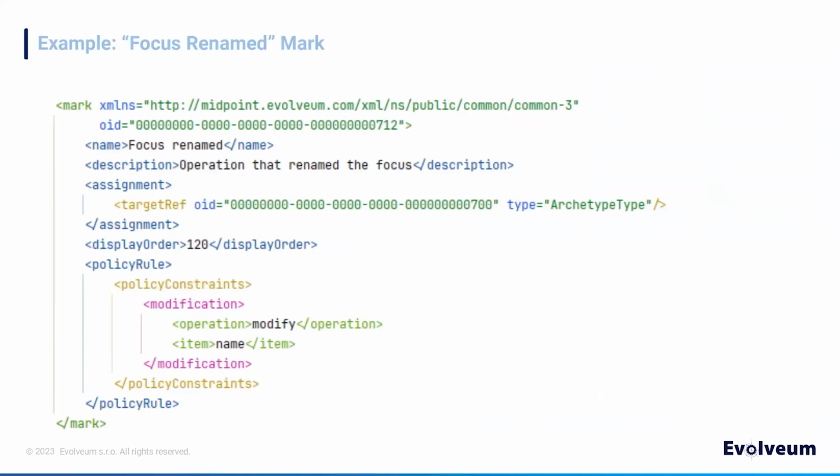Going to the code, here we can see an example of the standard focus renamed event mark definition. It has a name, description, and assignment of an archetype that differentiates it from an object mark. So that's an event mark. And the most important is the policy rule that controls when this mark is applied. As expected, the rule states that this mark applies each time the name property is modified.